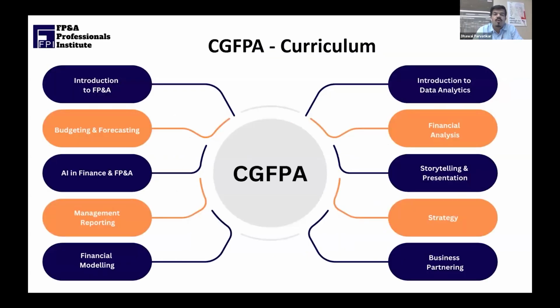Talking about the 10 core modules that CGFPA has, I'll let Asif introduce the first 5 modules on your left, and then I'll take the next 5 modules on the right. We'll come to the questions in the chat box in a minute.